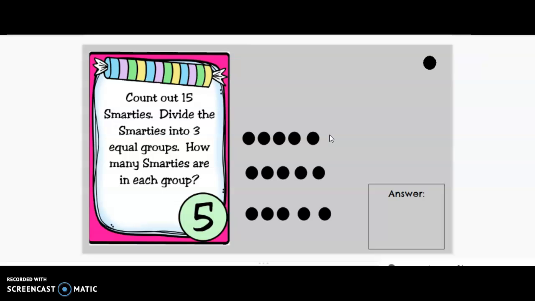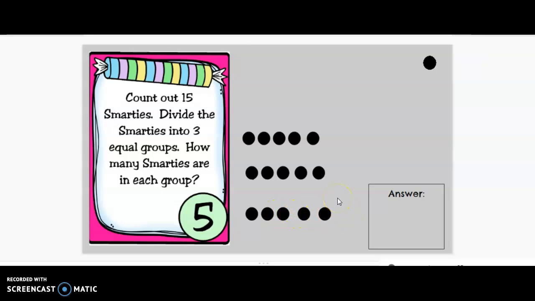Okay, boys and girls, how many Smarties are in each group? Well, we have 1, 2, 3 groups, and how many is in each group it's asking. So let's count them. 1, 2, 3, 4, 5. But just to make sure that they're all equally dispersed, let's make sure we have 5 in each of our groups. 1, 2, 3, 4, 5. Looks good. 1, 2, 3, 4, 5.